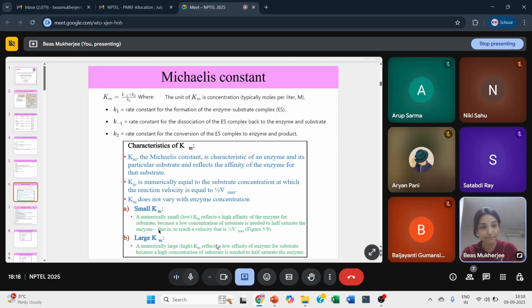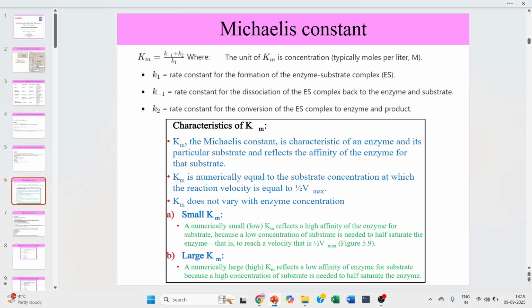And a small Km means what? That even if a small amount of substrate has been used, the reaction is reaching half of its maximal velocity. So a numerically low Km reflects very high affinity of the enzyme for the substrate, because a low concentration of the substrate is sufficient for half saturation of the enzyme, that is, to reach half of its maximal velocity. Of course, if you take the exact opposite case, which is a large Km, that means a lot of substrate is required for the enzyme to reach half of its maximal velocity. That means its affinity for the substrate is relatively low.